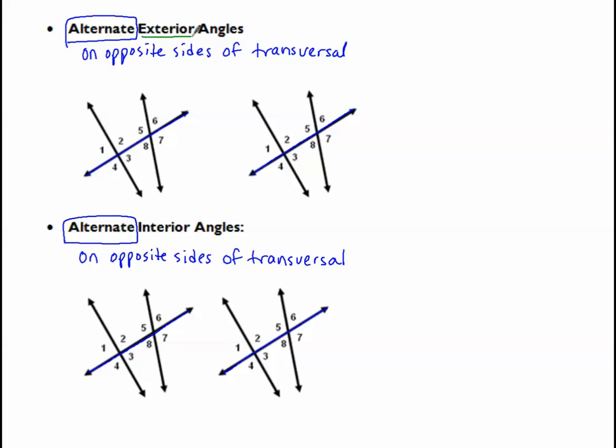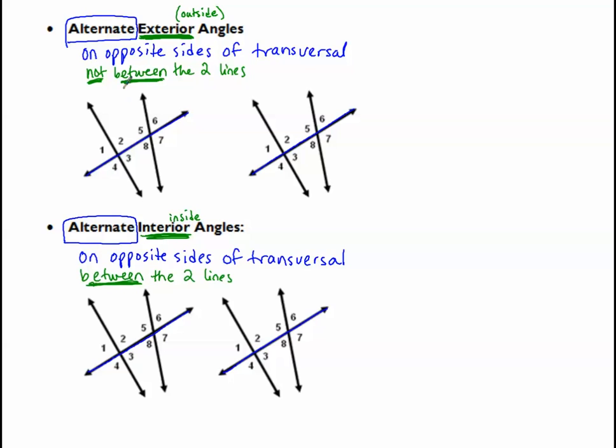We've got exterior. What does exterior sound like to you? That's right, it sounds like outside. What does interior sound like? That's right, that's inside. Specifically, we're going to relate it to being between or not between the two lines that are being crossed. So exterior, we're going to say not between, so that it's on the outside, not between the two lines, referring to the ones that are being crossed by the transversal, versus interior being between the two lines. So exterior, not between, interior, between.